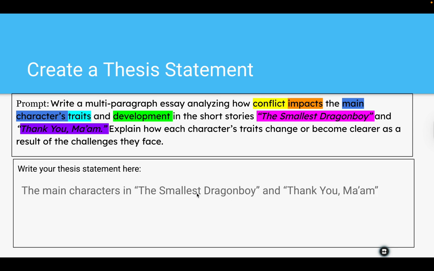So you will need to find a way to incorporate conflict, impacts, main character traits, and development in your response. And I want you to think about, did the characters develop by becoming more positive and having more positive character traits in both stories, or more negative? And see if you can incorporate that in your answer. Once you have written a thesis statement, and this is just practice, go ahead and submit your answer so you can see how you did.